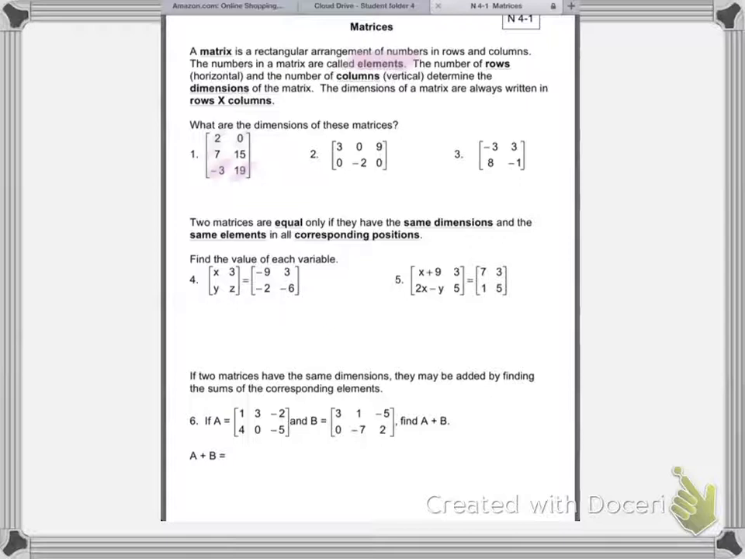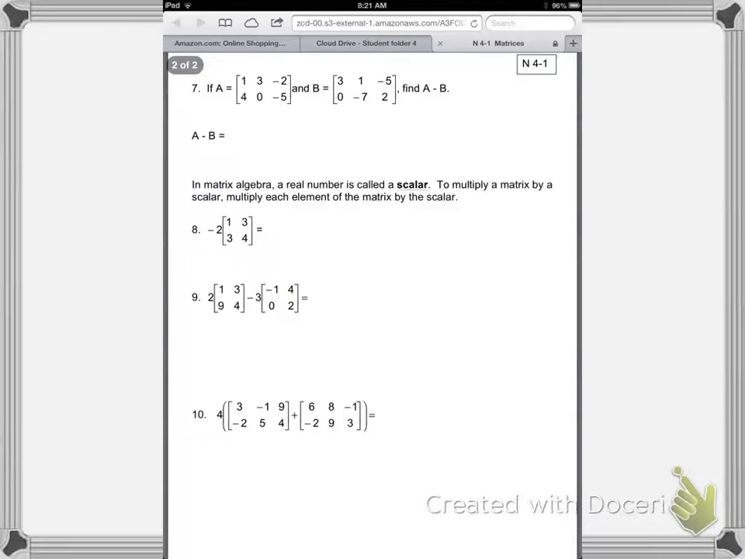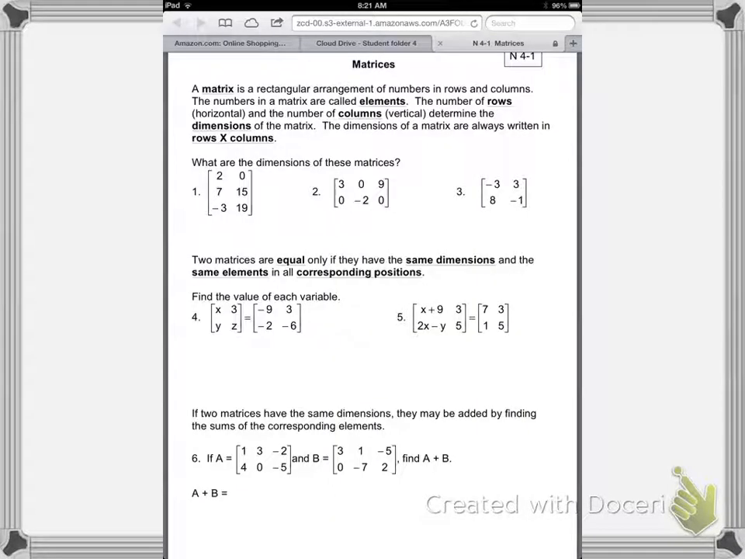The number of rows, which are horizontal, so if we, whoops, that's not what I wanted to do. Oh, great. Okay, let's get that back on here. It's supposed to be. Okay.